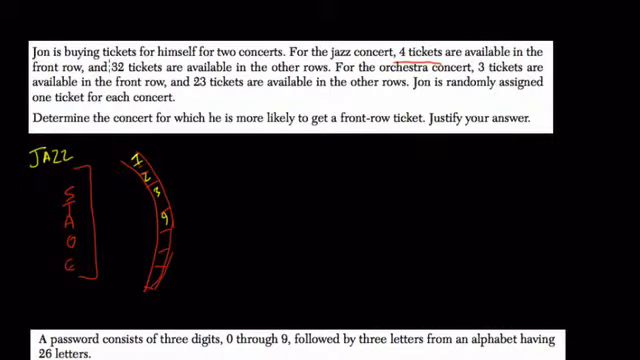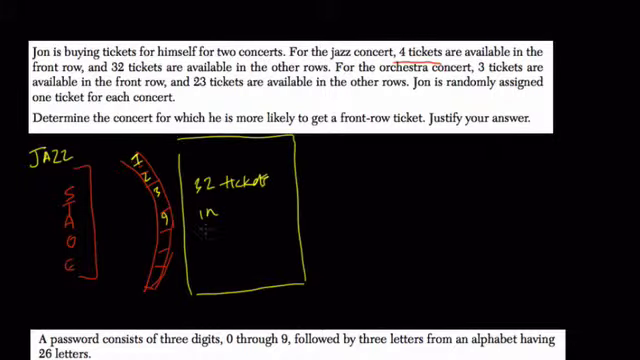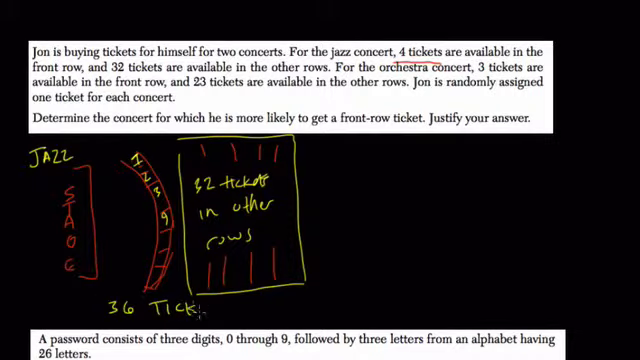All right, and 32 tickets are available in other rows. So you're going to picture in total there's like these 36 tickets available in this whole jazz auditorium. And I would write that down. Keep track of this. 36 tickets.